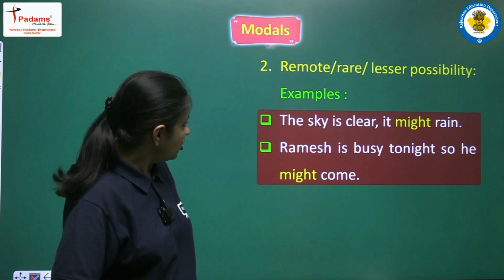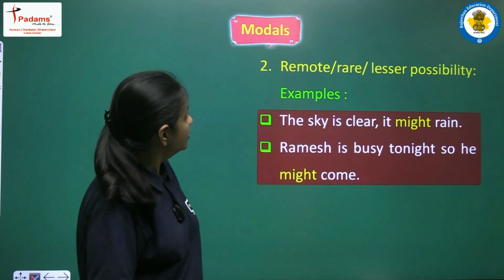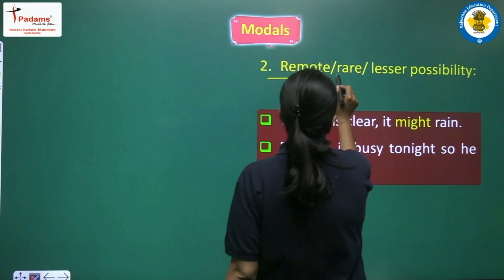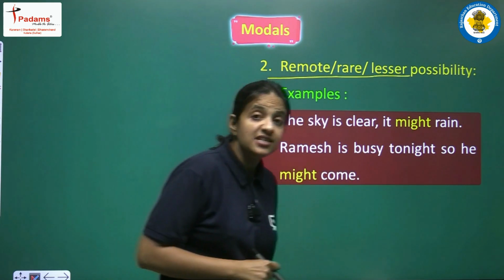Alright. Moving on, second use of might. It is used to show remote, rare, or we can say lesser possibility.